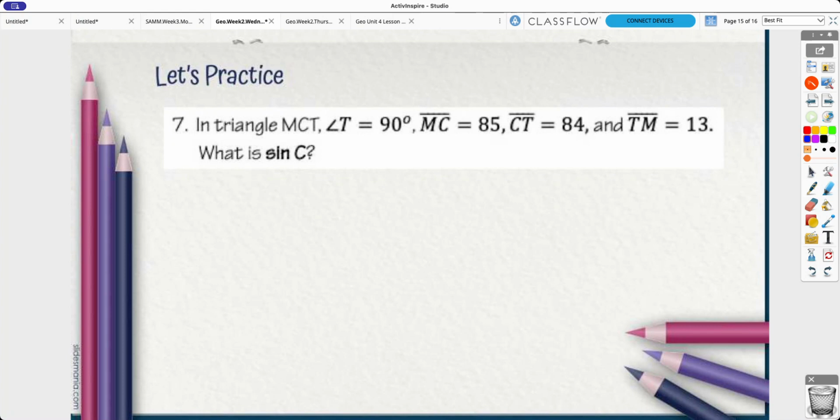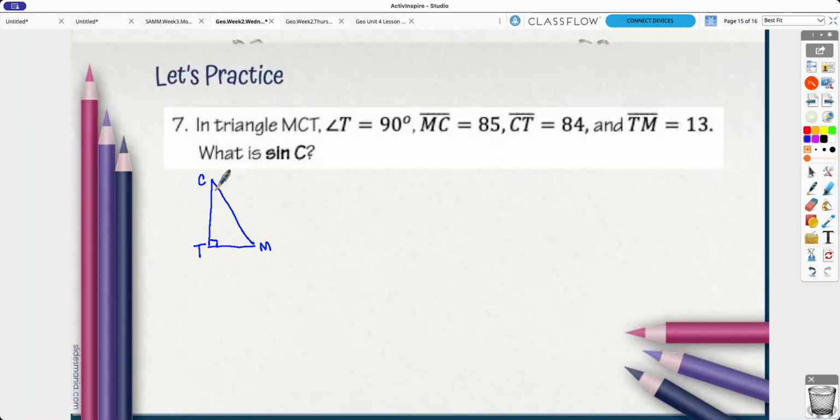Let's take a look at number 7. We have triangle MCT here. Again, we have a right triangle. Here is our right angle. Now, what letter goes into that right angle? It's right here. T is 90 degrees. So that's our T, and then the other two letters are C and M.